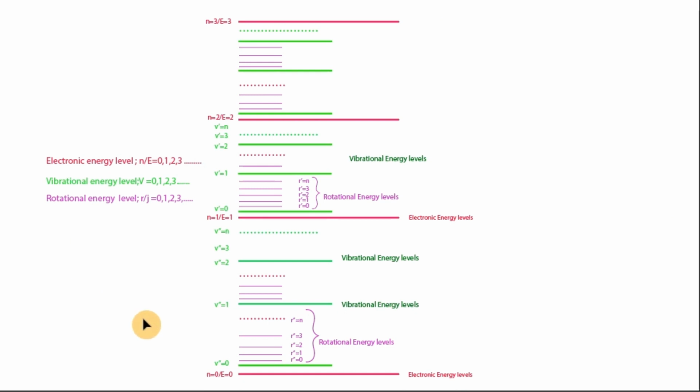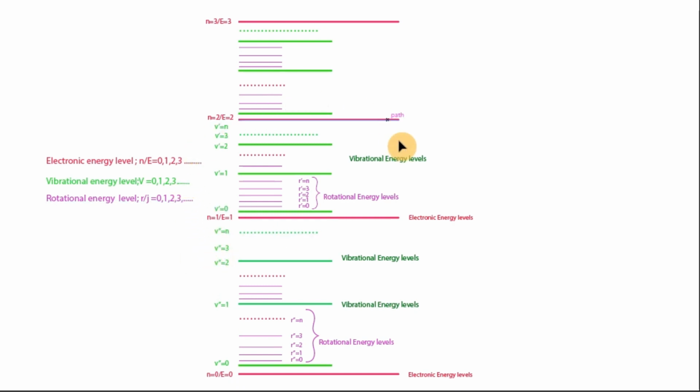Now, to understand the spectra, we have merged the energy levels in one place. You can see each electronic energy level contains a range of vibrational energy levels. The first electronic energy level contains the vibrational levels as V double prime equal to 0, V double prime equal to 1, V double prime equal to 2, V double prime equal to 3, and so on.